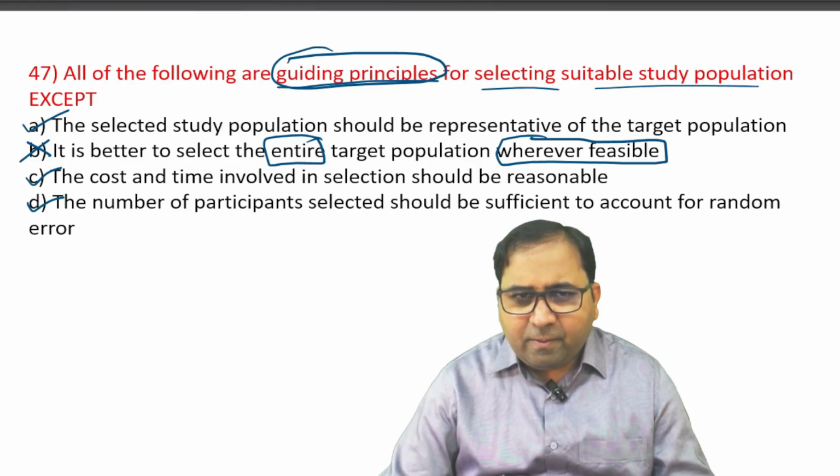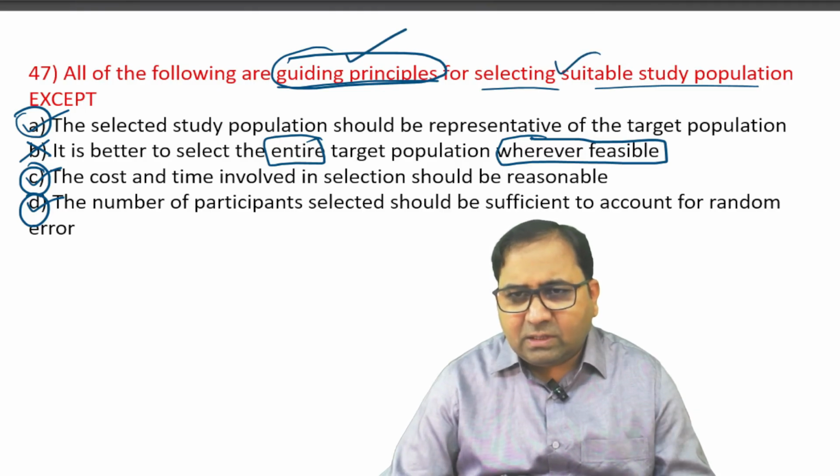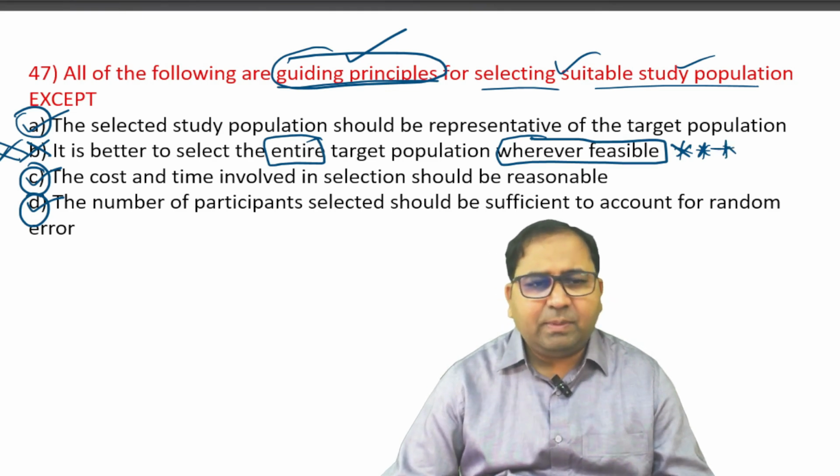So therefore, option A, option C, and option D are the guiding principles for selecting the suitable study population, except option B, because it is better to select the entire target population wherever feasible, is a wrong statement, and not a guiding principle.